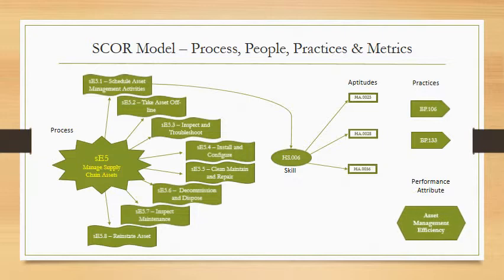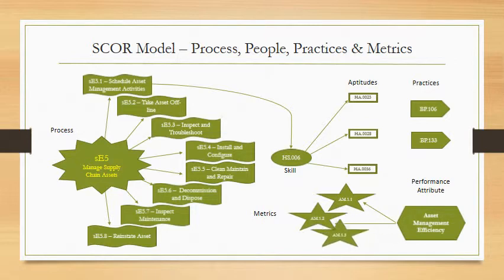Further, we're going to take a look at some relevant performance attributes, and the key performance attribute for CMMS is asset management efficiency. This performance attribute is characterized by the following level 1 metrics. AM11, cash-to-cash cycle time. AM12, return on supply chain fixed assets. And AM13, return on working capital.